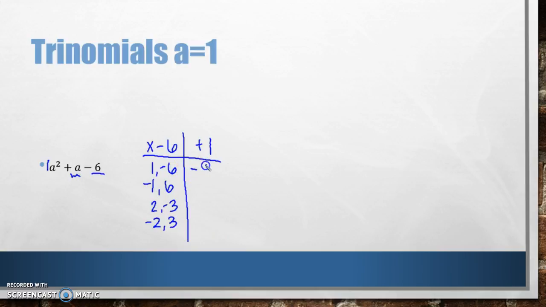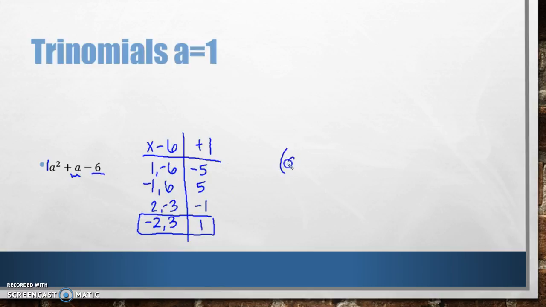1 and negative 6 gives you negative 5. Negative 1 and 6 is positive 5. 2 and negative 3 is negative 1. And negative 2 and 3 is positive 1. I want to add to a positive 1, so my factors are going to be negative 2 and positive 3.